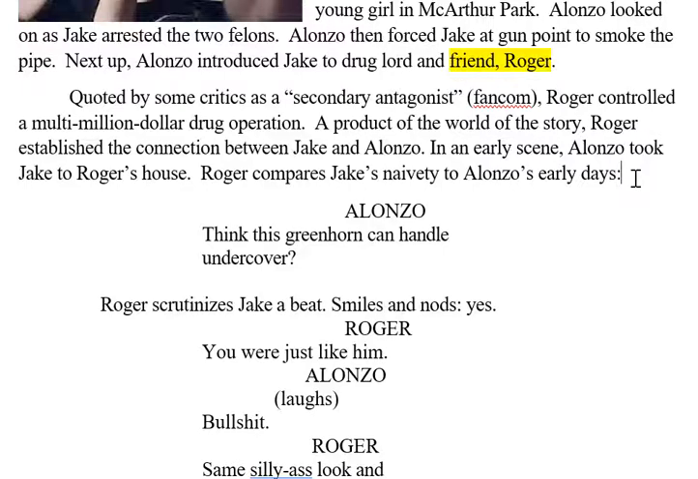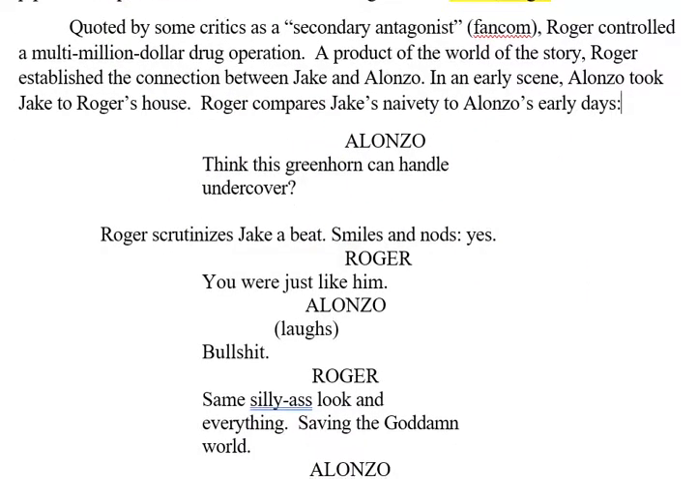And so it's important that we have a piece of evidence in this definition of terms. Otherwise, the reader's going to say, are you sure that's what happened? Okay, so Roger compares Jake's naivety to Alonzo's early days. This is important because Roger says Jake is just like Alonzo used to be.